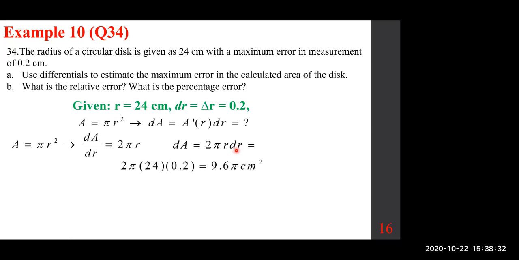Again, you can change the pi to 3.14159, or you can keep it. Having said that, what is the relative error? The relative error is defined as this maximum error that we found over the actual area. So that is the definition, class. So relative error is the amount of error over the actual amount. The amount of error is dA.